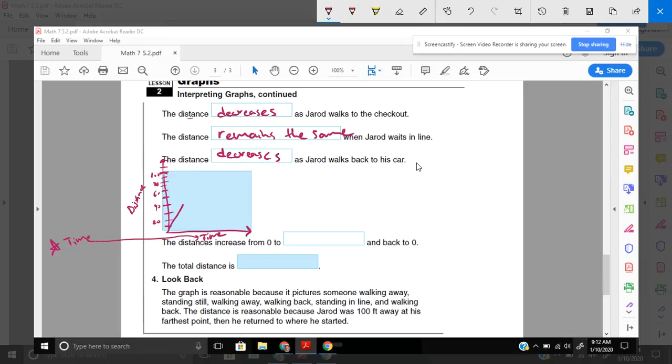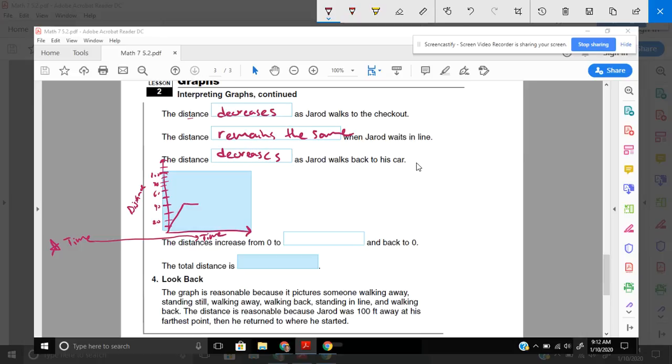So time is still going on, but his distance isn't increasing at all. So my line should be straight, but his distance isn't changing. Then it says he walks 60 feet to the back of the store. Okay, well, I need to go 60 more feet. So 60 plus 40 would be, I should end up at 100.